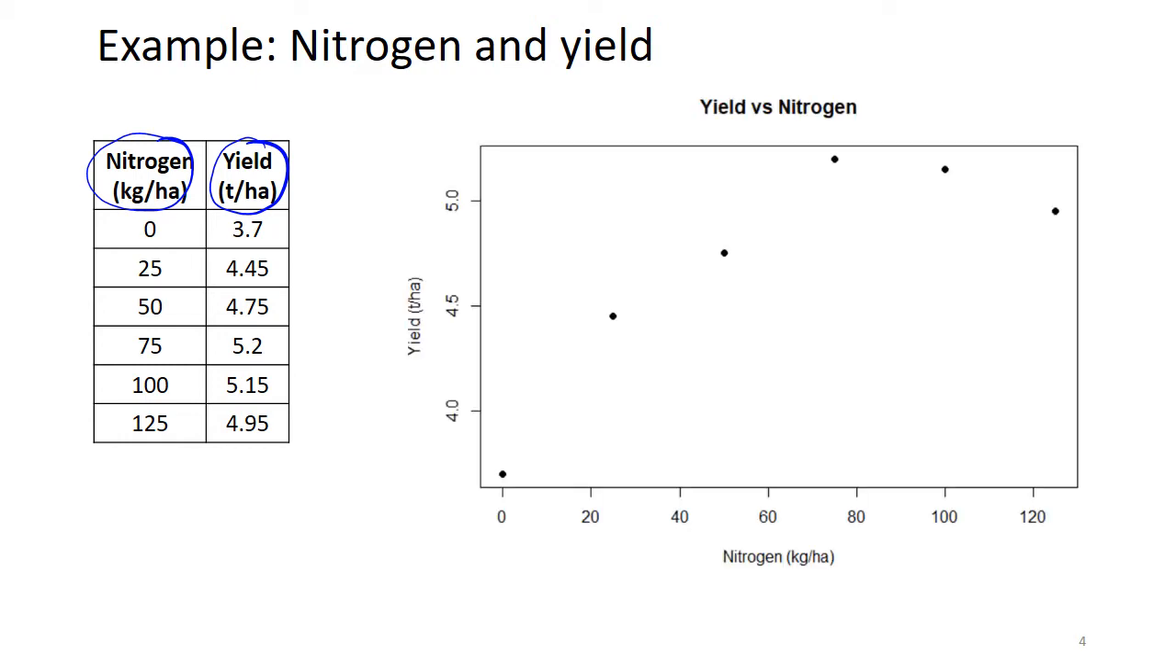In this case, the response variable is yield and the independent variable is nitrogen. Do these data have a linear trend? From the scatter plot, we can see that the data do not follow a linear trend. Let's see what happens if we fit a linear model to this data.